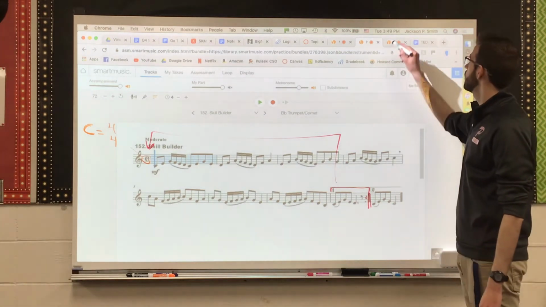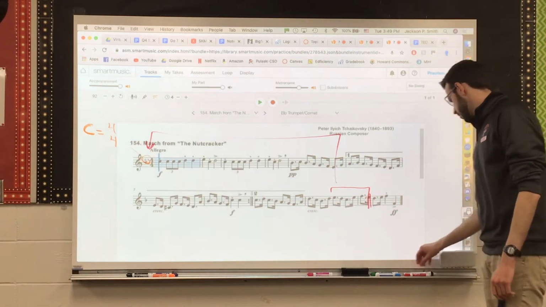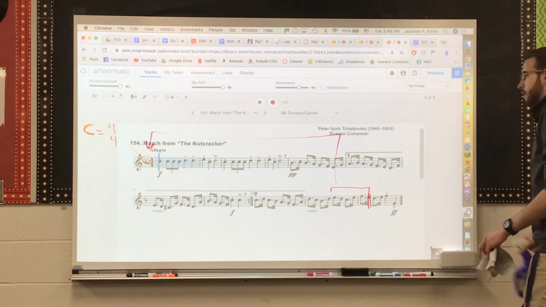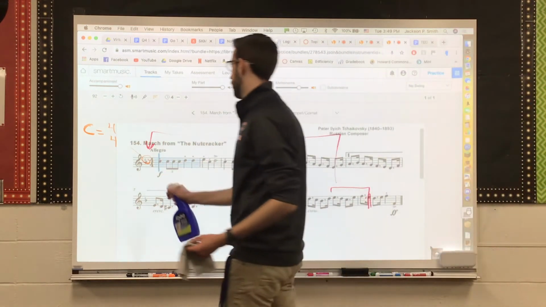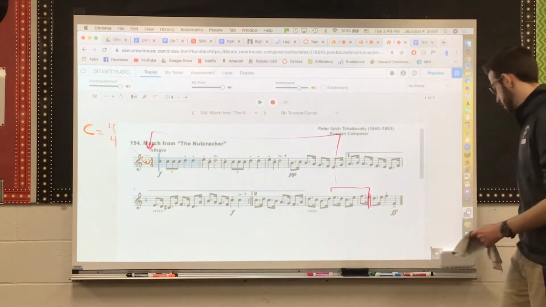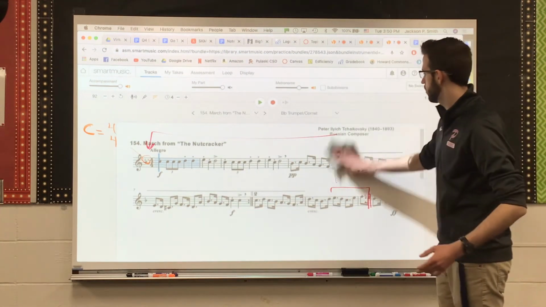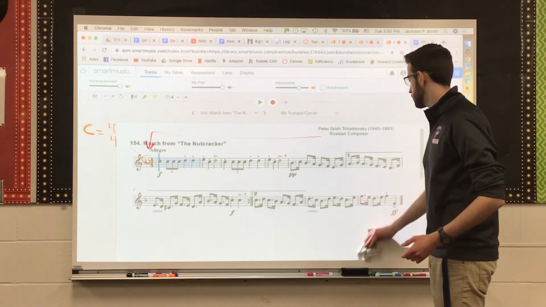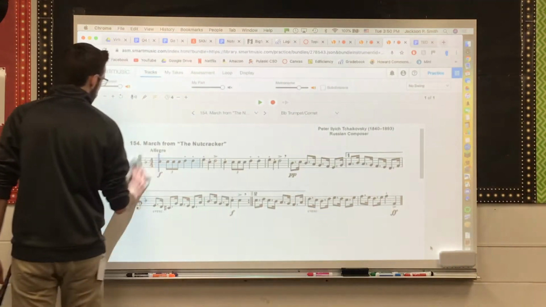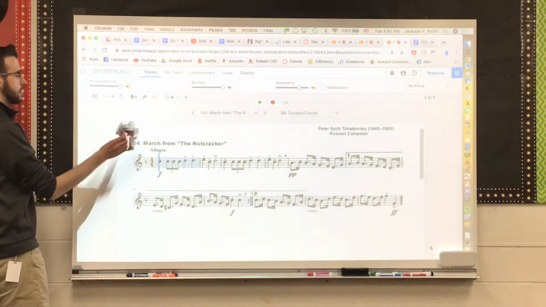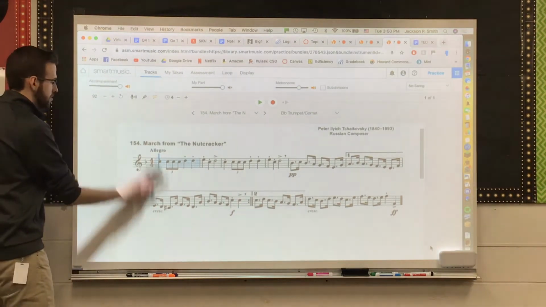Third option here is 154. Now check this out while I'm erasing. This has got a lot of our new rhythms that we just worked on about a week ago or 2 weeks ago. So this 154 is going to test your dotted 8th, 16th. 1 E and a 2, 1 E and a 2, and it'll test your triplets.